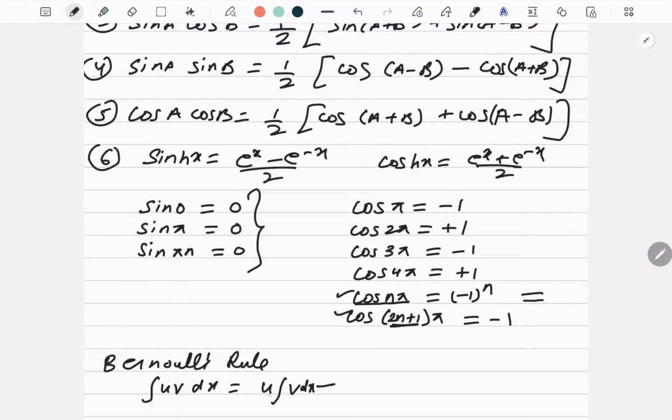Integral uv dx is equal to u integral v, then u dash double integral v dx, then plus u double dash and triple integration of v dx. Like that it will keep on going.